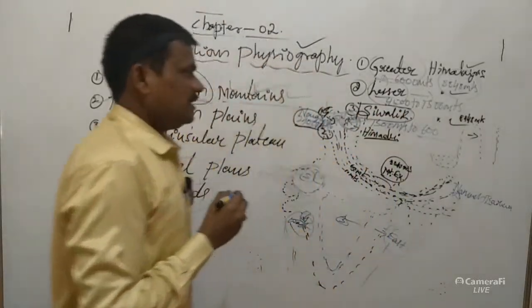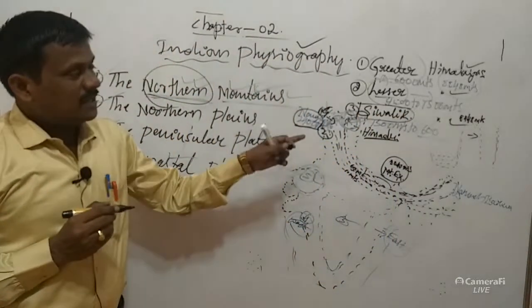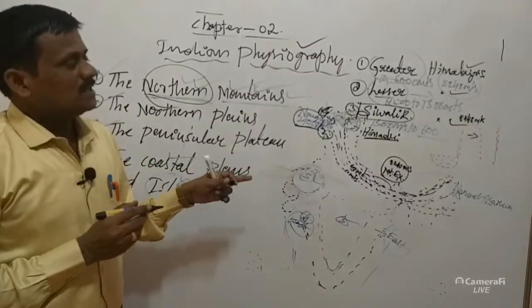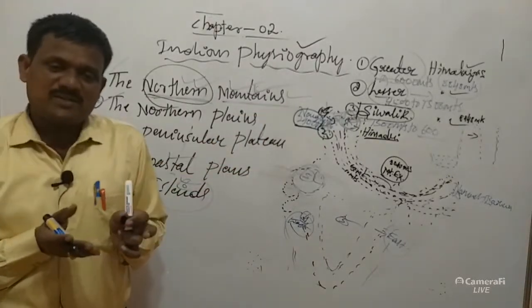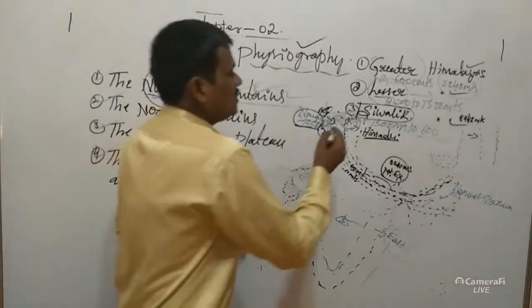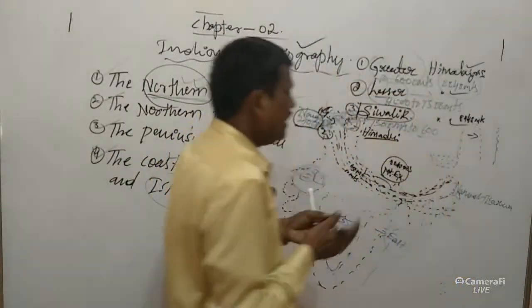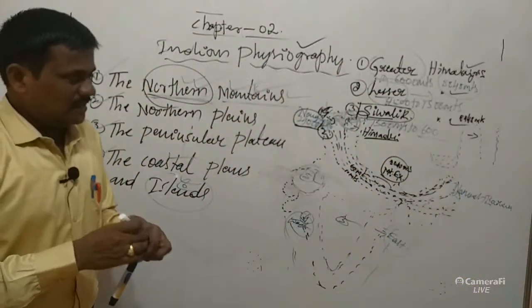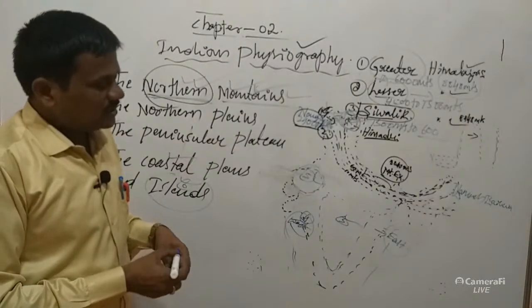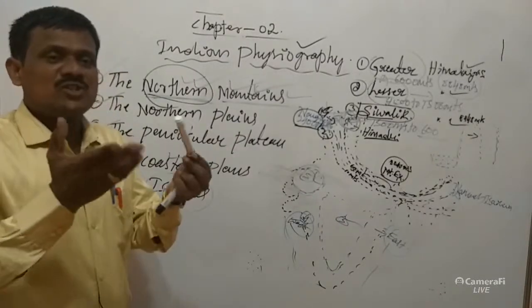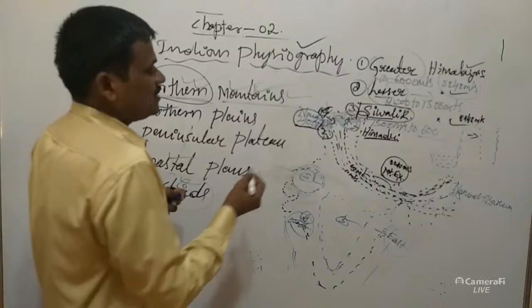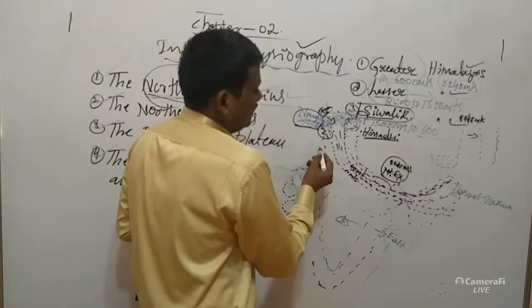Then the third important area, the Shivalik areas. Shivalik area means it starts from the very low mountain ranges, and we also call this one the foothills. This one starts from, I told you, sir, very low ranges, and the hills are here.